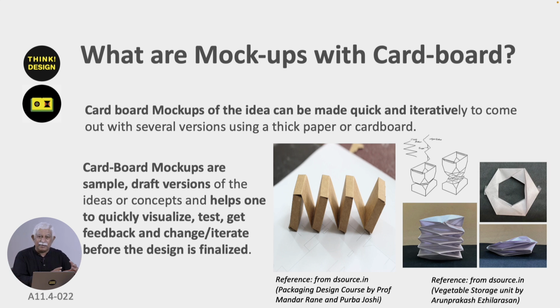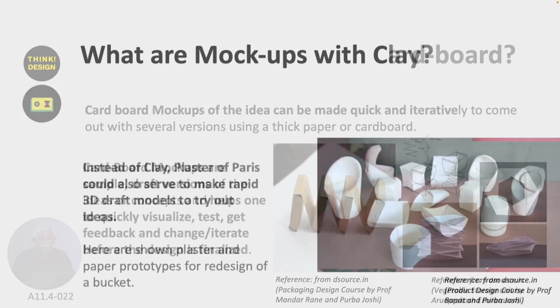The first one is a sample for a packaging design. The second one, you can see, is also a sample, which is used to make a storage unit. So you can quickly render it and then make models out of it and visualize it, and get feedback on it. And if you have many ideas, you can compare each one of them. So again, get feedback, change and iterate. So this is using cardboard.